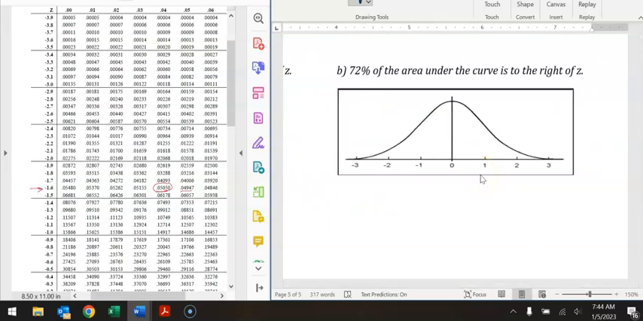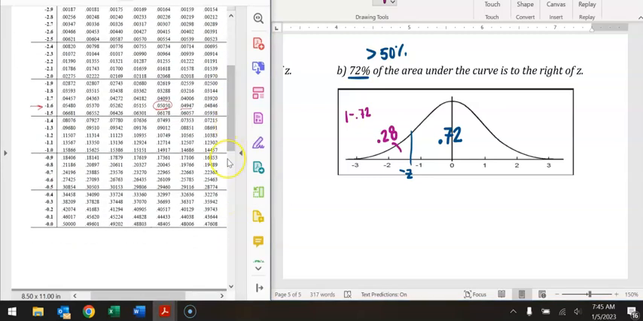72% is to the right of the Z. So once again, because you have this value over 50% to the right, that means that it's going to be somewhere on the left. Okay, so once again, we're looking at a negative Z-score. That 0.72 is going to be to the right. So let's do a little subtraction again. So I need to know what this area is actually going to be. So 1 minus 0.72 gives me 0.28.